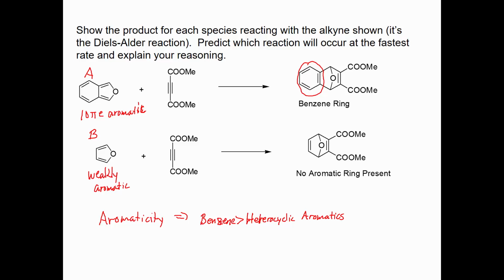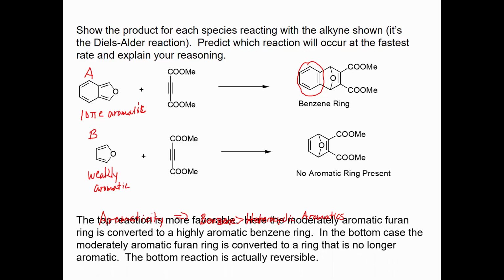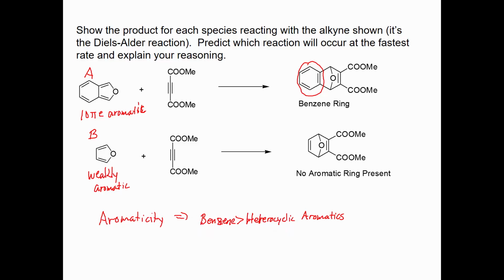So the delta H for the top reaction is more negative, and the reaction occurs at a much faster rate because in the transition state for that process, it's starting to look like a benzene ring. Okay? All right, sorry, I covered that up, so let's just erase that right now. Okay, so let's put the words back up there.